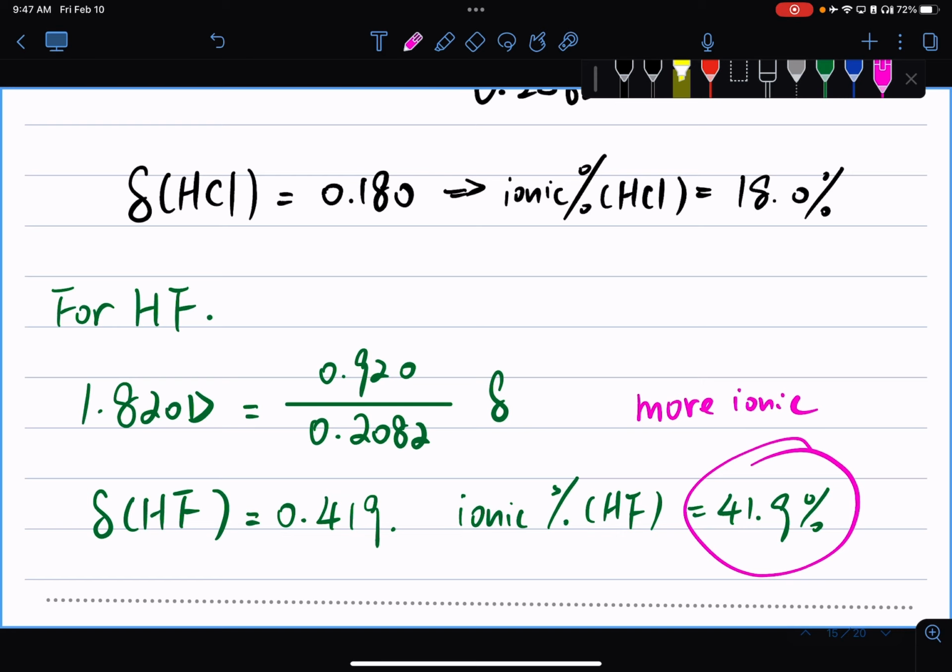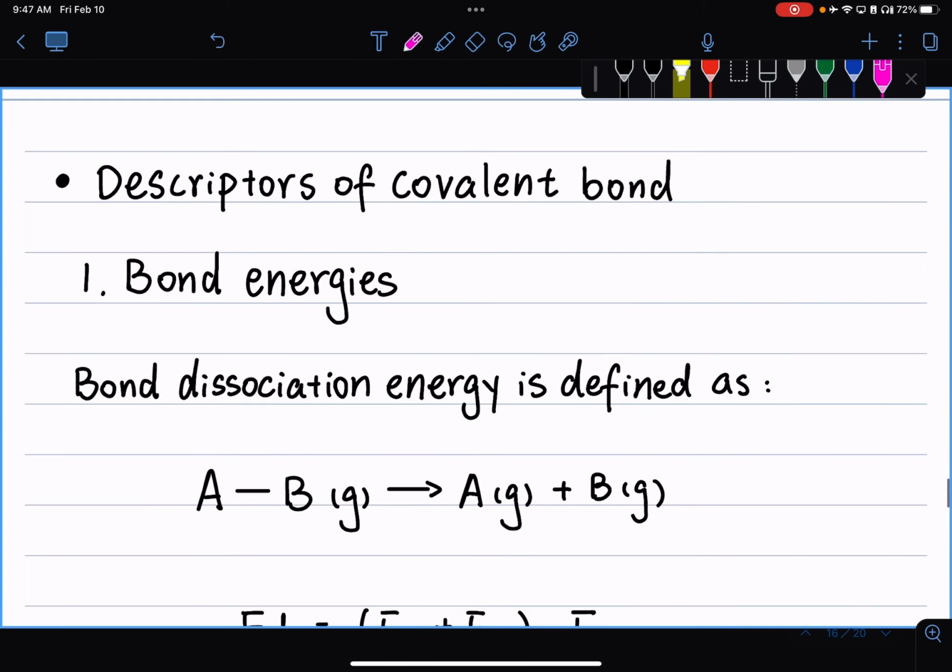Okay, we have some leftover material, which are descriptors of covalent bond. I have only 3 minutes and I don't want to rush it. So let's see if we have any questions before we move on.